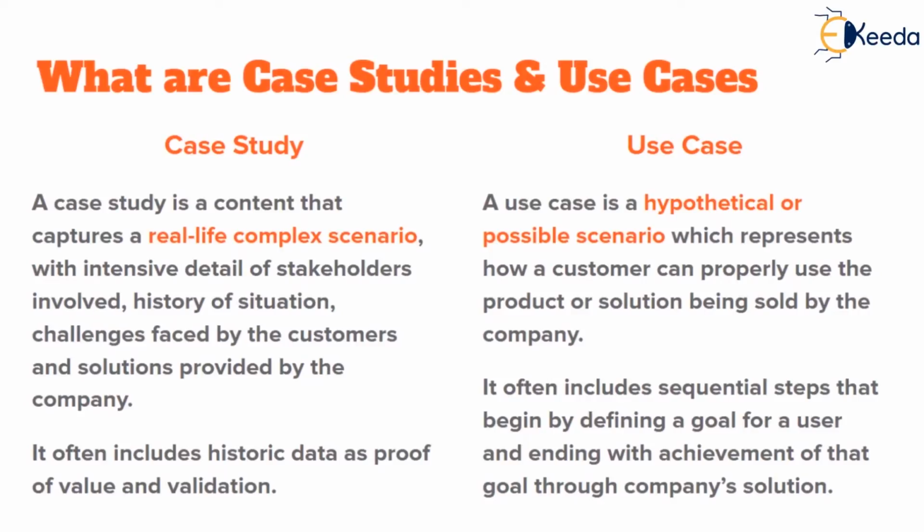It often includes sequential steps that begin by defining a goal for a user. In this case, it can be called fixing problem X, and ending with achievement of that goal through the company solution, which is the product having features A, B, and C.